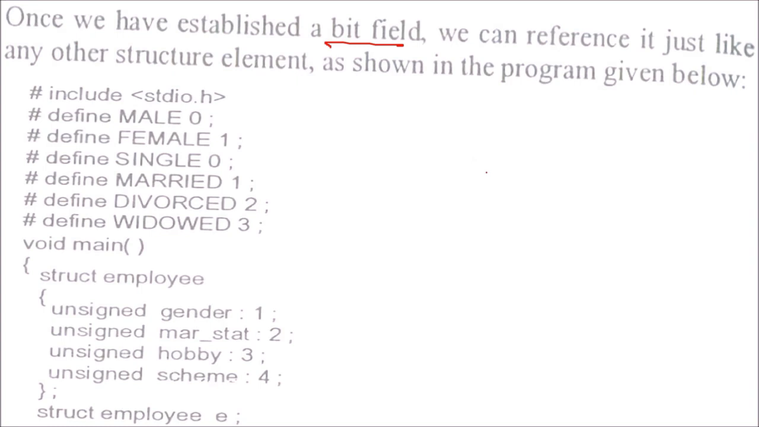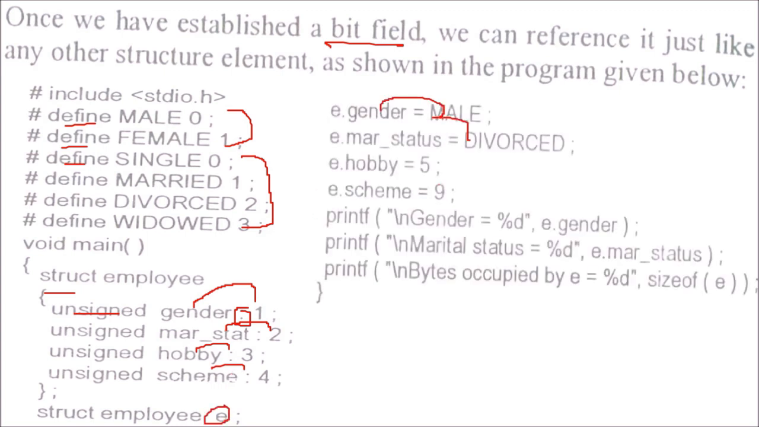Now we can reference it just like any other structure element, as I show you here. These are some macros we have given: 0 and 1 for male and female, 0, 1, 2, 3 for single, married, divorced, and widowed. Now we have a structure here. Here, this is a bit field, and gender is going to use 1. This is unsigned. Then again, marital status 2, hobby 3, and scheme 4. So we have made a variable here, and now we can assign male, divorced, 5, and 9 to the values, and you can just print it.